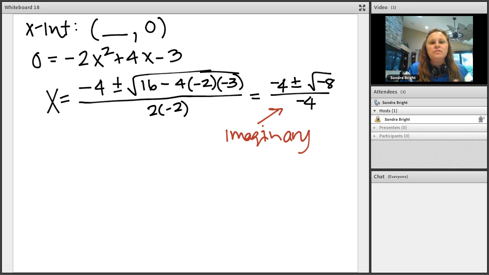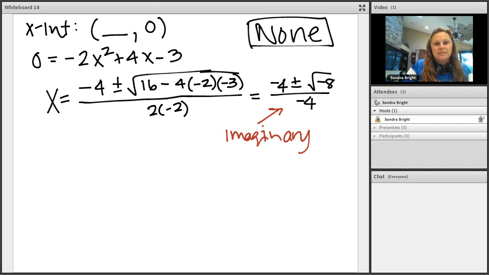So if I give you the directions solve this equation, okay, you would keep on going, you would simplify, and you would give me the answers for a solve. What are the solutions? What are the zeros of the equation or whatever? These guys are imaginary ones. And so when you get imaginary, your answer is none. There are no x-intercepts when you get imaginary roots.